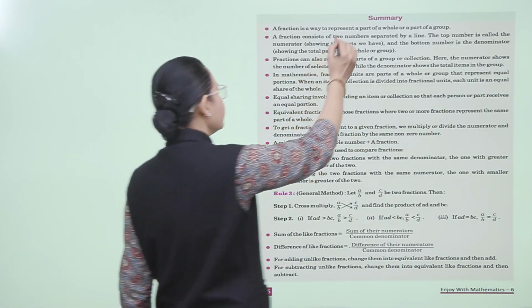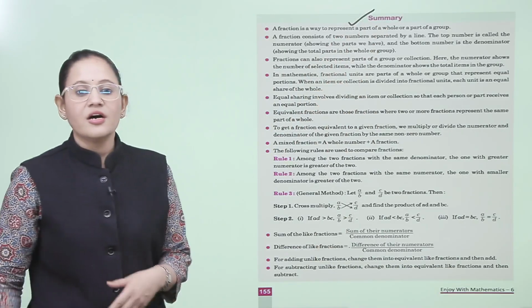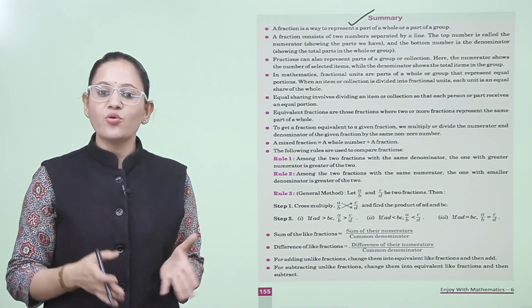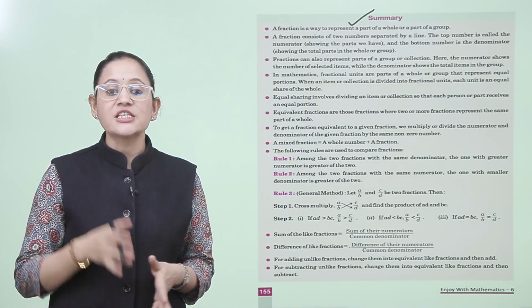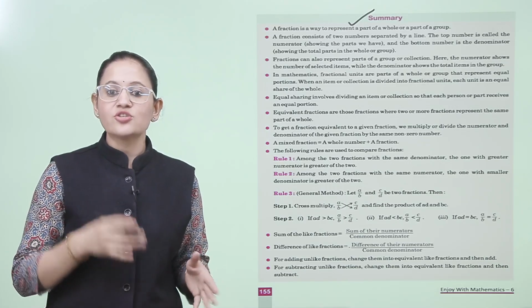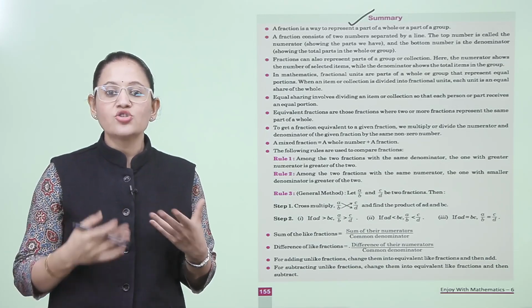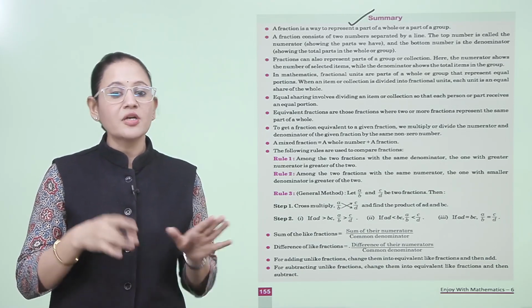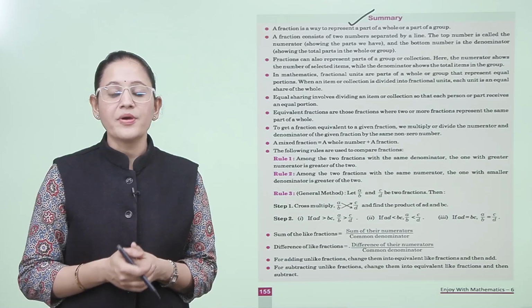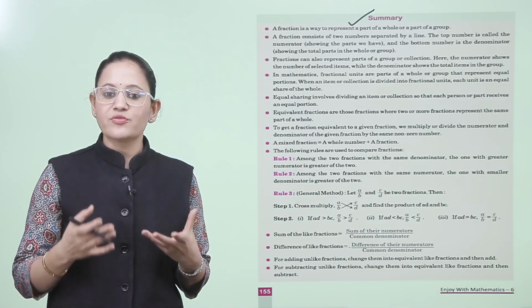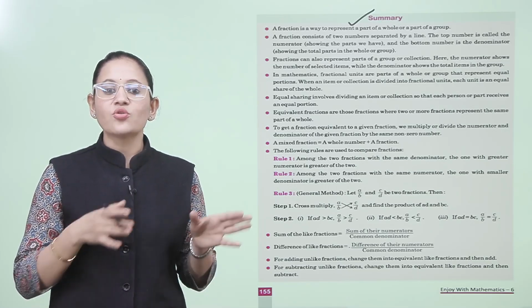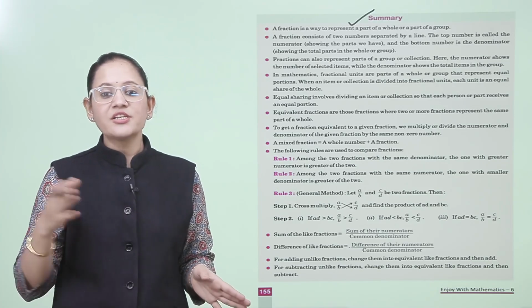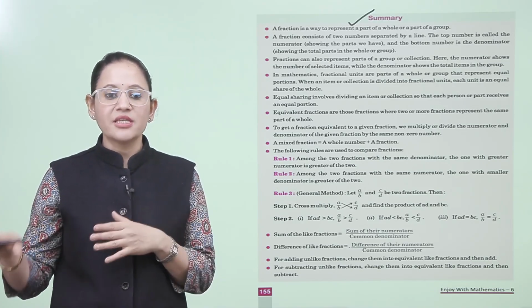Next is summary. A fraction is a way to represent part of a whole or part of a group. A fraction consists of two numbers separated by a line. The top number is called the numerator, showing the parts we have, and the bottom number is the denominator, showing the total parts in the whole or group. A fraction can also represent part of a group or collection. Here the numerator shows the number of selected items, while the denominator shows the total items in the group.